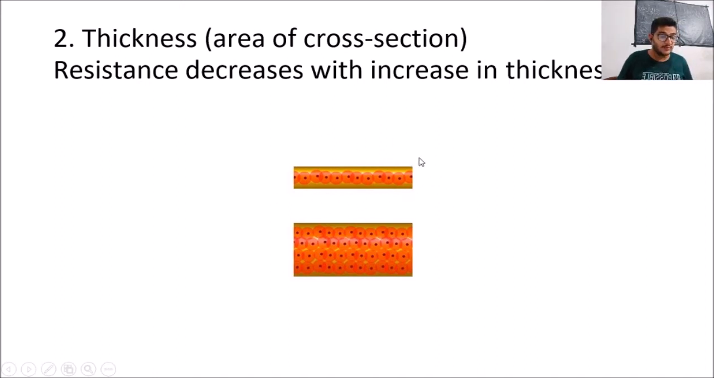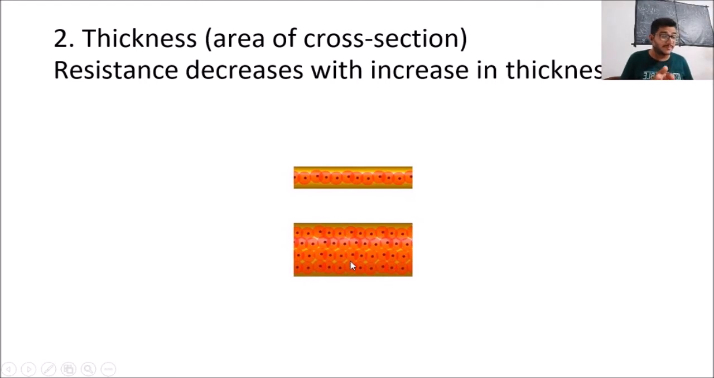It will take time to cross the lane because it is narrower. If I am on the highway, then what will you do? The vehicle will pass through at speed. So that same concept applies here. If we increase the thickness of the conductor, or if we increase the area, the resistance decreases.